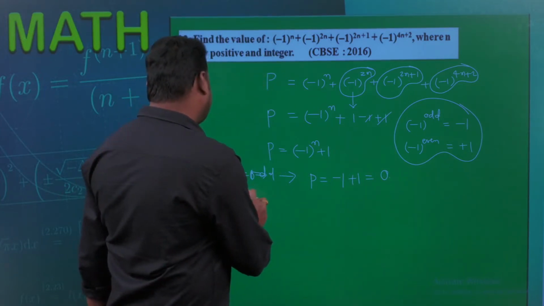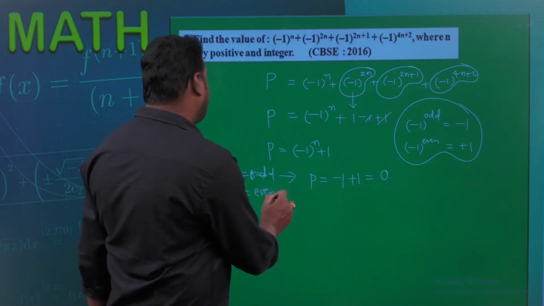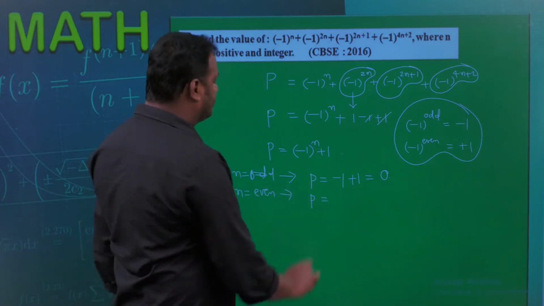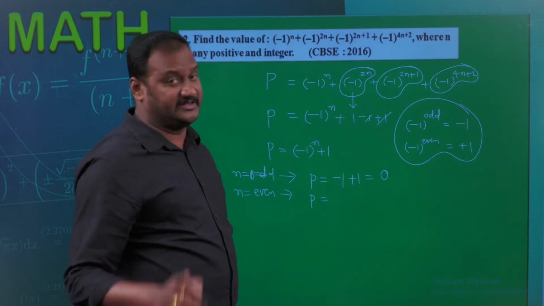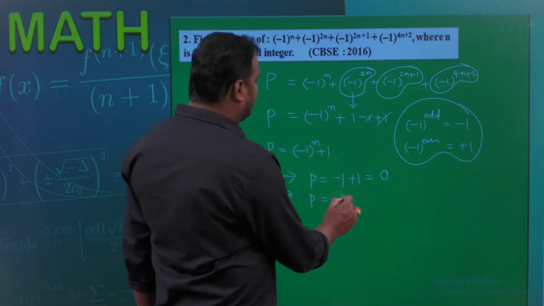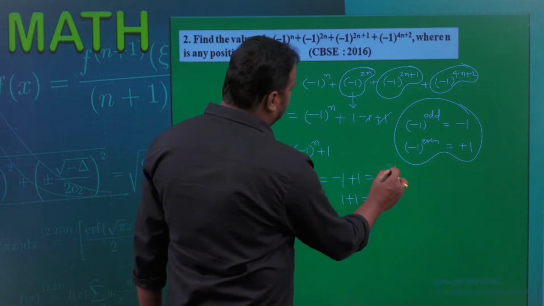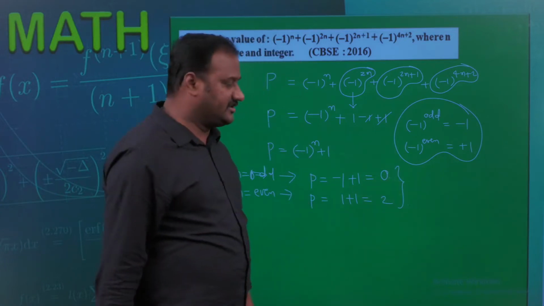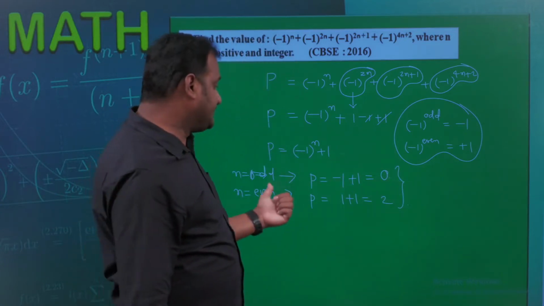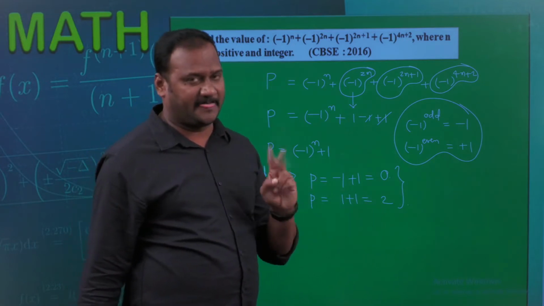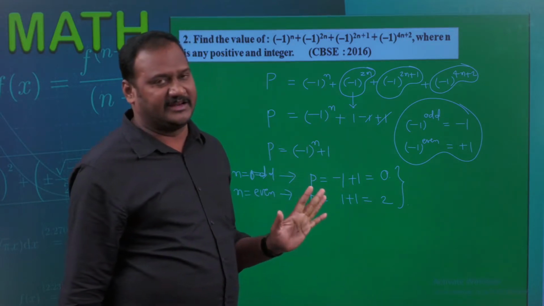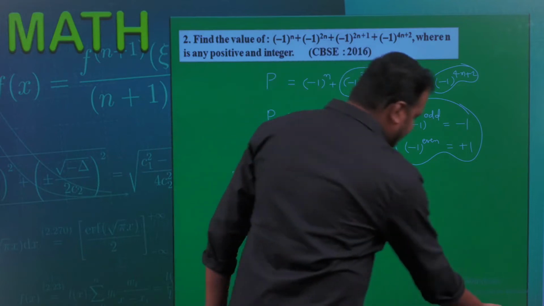And what is it when n is an even number? When n is even, then P is going to be minus 1 whole power even number, which is always positive 1. So, 1 plus 1 is going to be 2. So, when n is an odd number, it is going to be 0. When n is an even number, it is going to be 2. So, this way we can answer the problem easily.